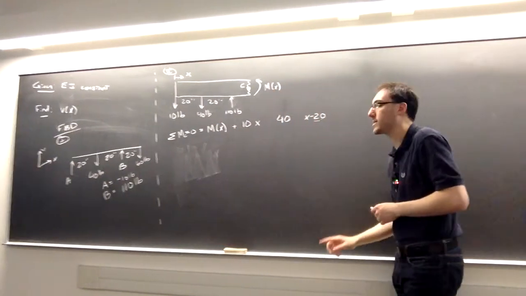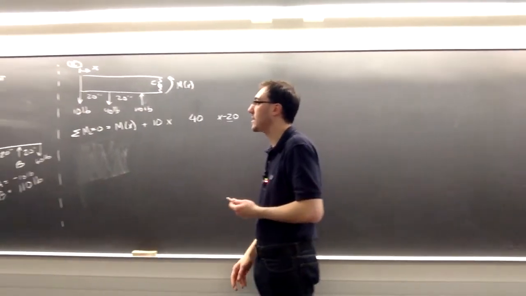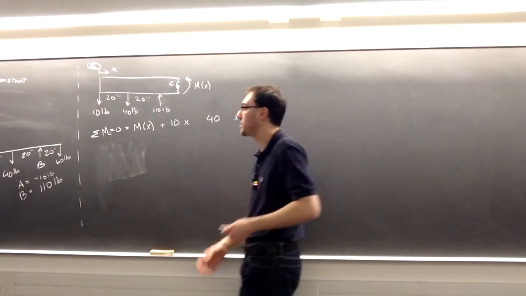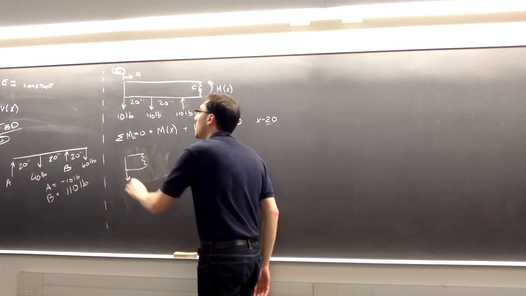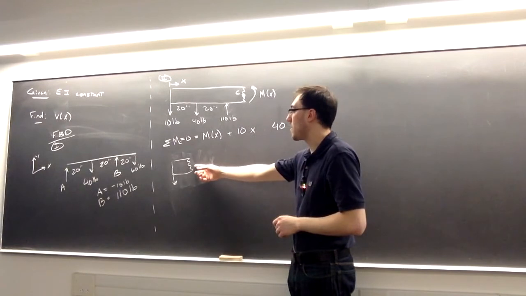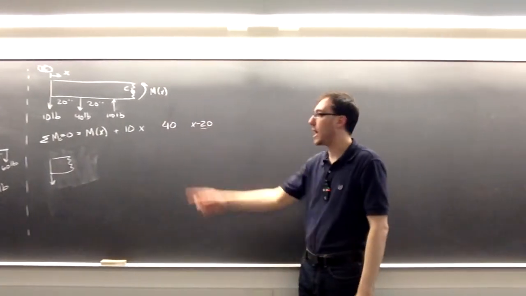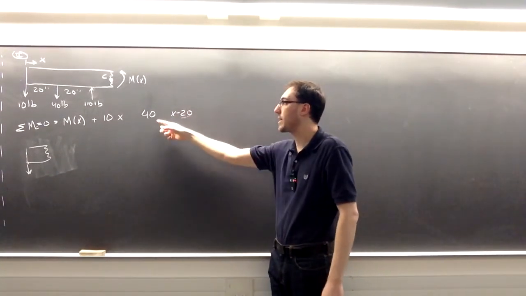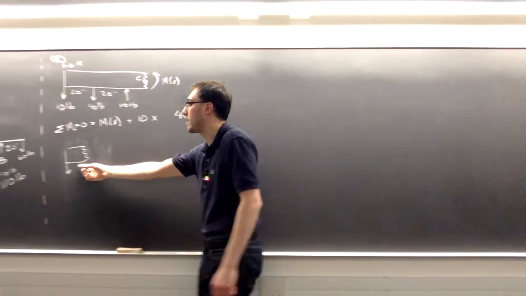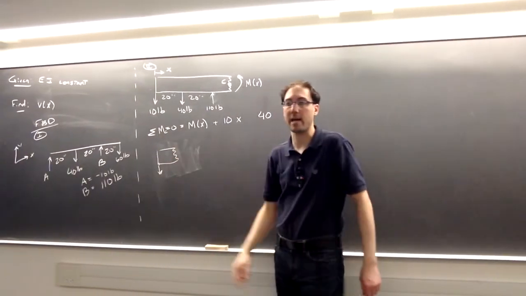Now this is where the singularity function becomes important, because again, what happens when x is, say, 10 inches? Well, let's draw that picture. When x is 10 inches here, I don't see this 40. If I just used x minus 20 and I put x is equal to 10 inches in, this is not correct because it's not even in the picture. It should not be exerting a moment when I'm taking everything to the left of my cut at 10.